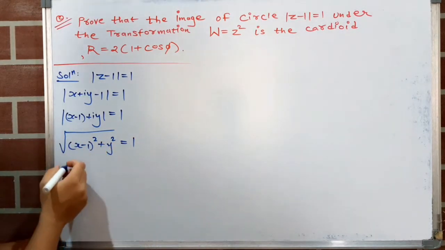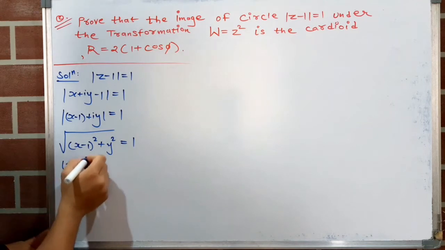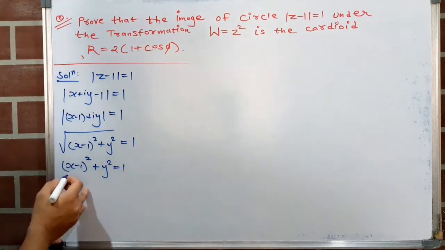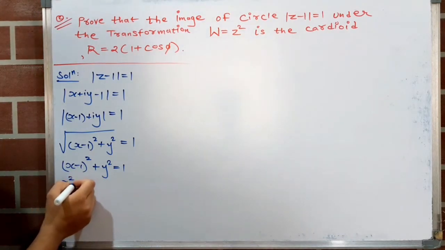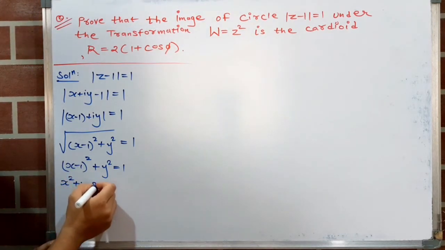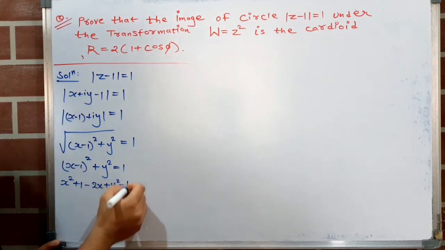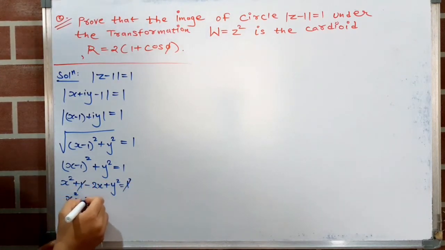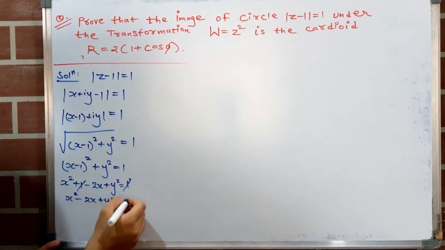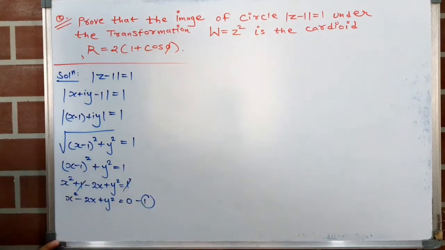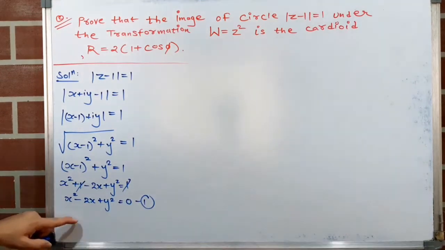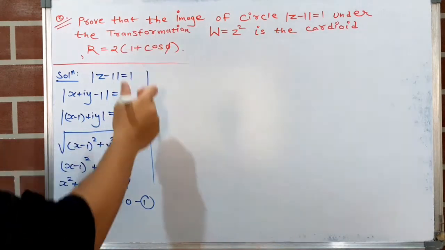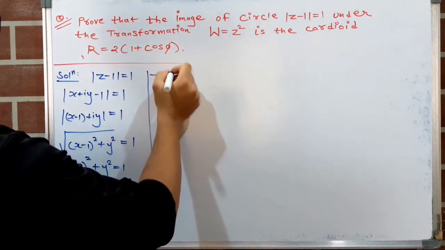Squaring on both the sides we get (x minus 1) the whole square plus y square equals 1. Now we will expand this bracket. So this is x square plus 1 minus 2x plus y square equals 1. Now this 1 and this 1 get cancelled, so we get x square minus 2x plus y square equals 0. That's equation number 1. Okay, so we have obtained equation number 1. Put it aside. Now we will see the polar form of the W equals Z square transformation.